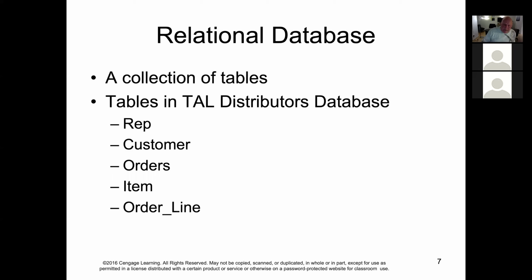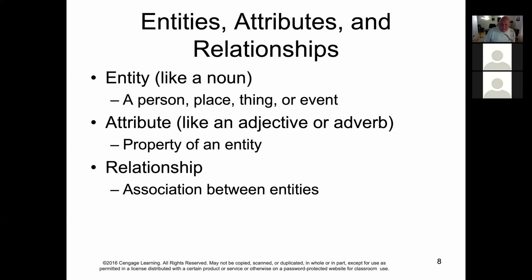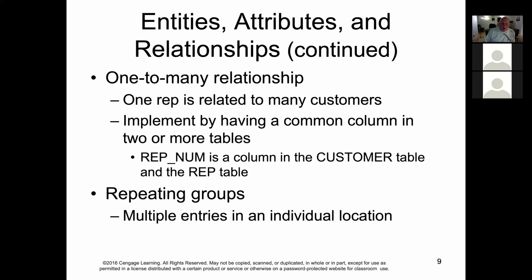So this is a relational database. It's a collection of tables. As we looked at in the TAL Distributors database, we had the rep table, customer table, orders table, items table, and the order_line table. Entities, attributes, and relationships. An entity is like a noun. It's a person, place, thing, or event. An attribute is like an adjective or adverb, a property of an entity. And then you have a relationship, which is the association between the entities.